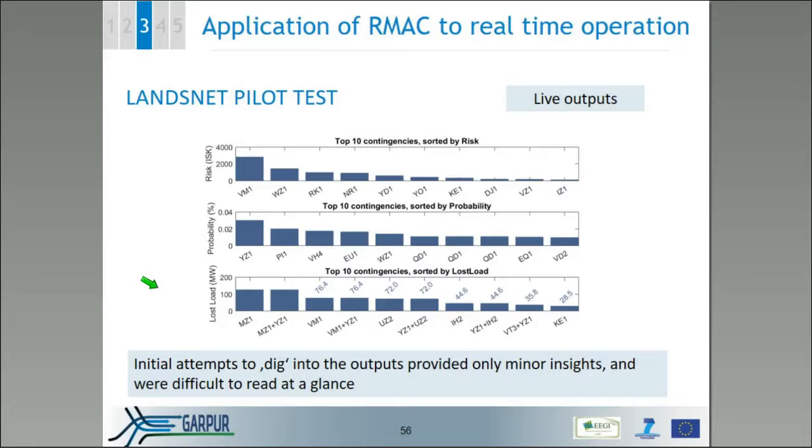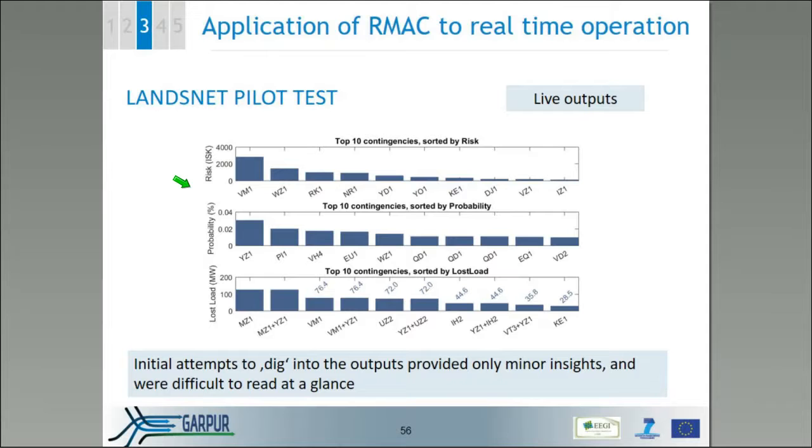A typical output that's created by contingency analysis is a rank of contingencies from most severe to least severe, such as in this figure. So we could rank contingencies from highest risk to lowest risk, and same from highest probability to lowest probability, and most loss load to least loss load, where risk is simply something of a multiplication between these two figures. But as you'll notice, such a figure is quite difficult to interpret because the appearance of a contingency here or here doesn't necessarily imply any particular position in terms of risk.